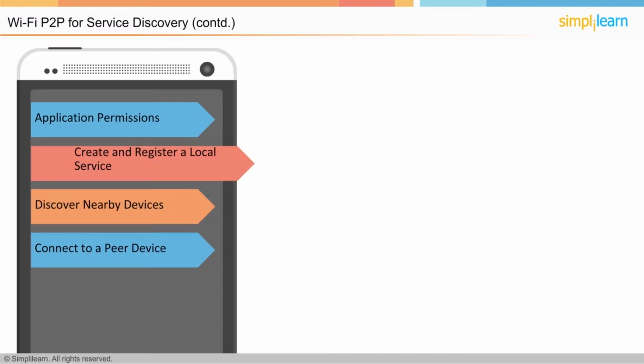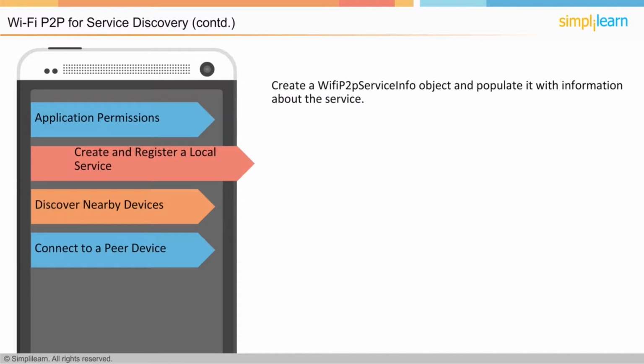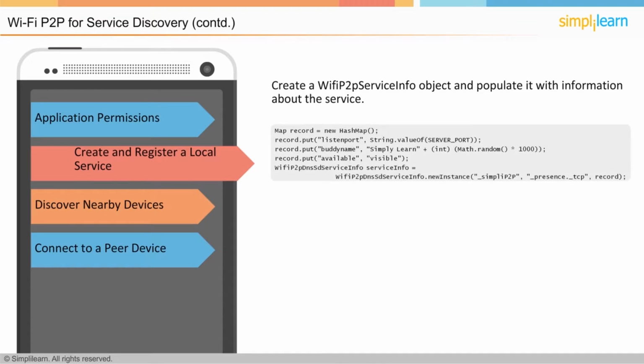Create a local service and register it if our application is providing service. Create a Wi-Fi P2P service info object. Populate it with information about your service. In the current example, we create a hash map of parameters that we use to create Wi-Fi P2P service info object. A hash map is a collection of key value object pairs that the discovering device will receive. The receiving application is expected to know the keys and extract values to determine the exact service offered.